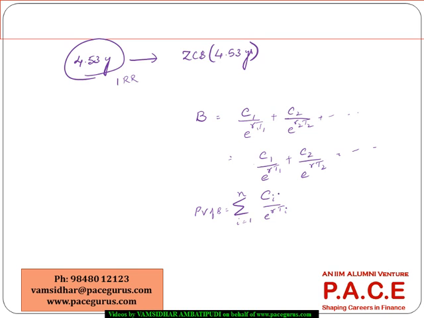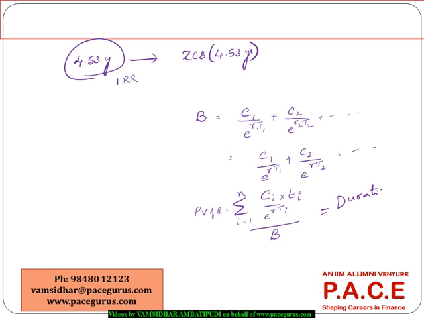Now if I multiply this present value with the time period and divide it by the price of the bond, this is what comes out as the duration.